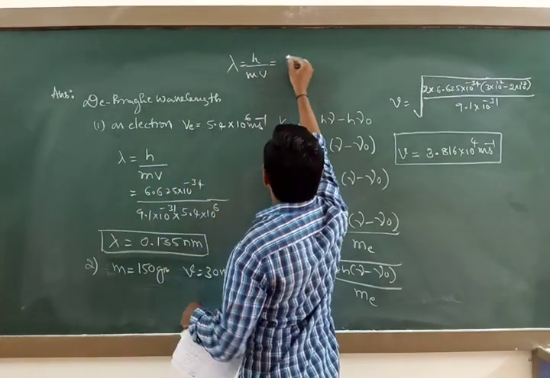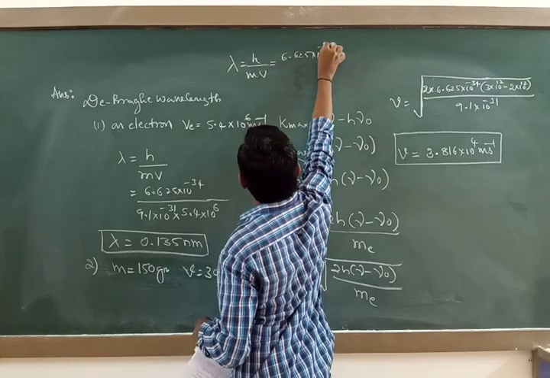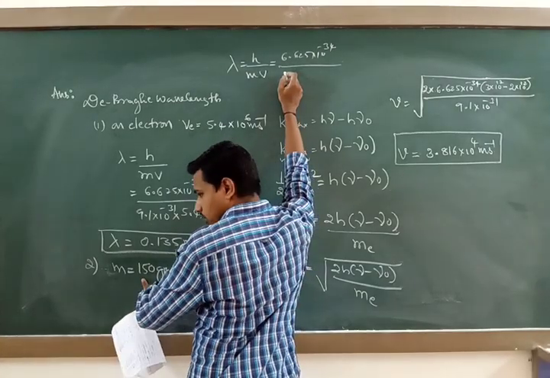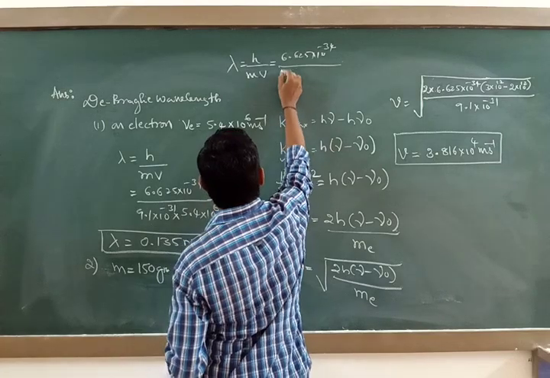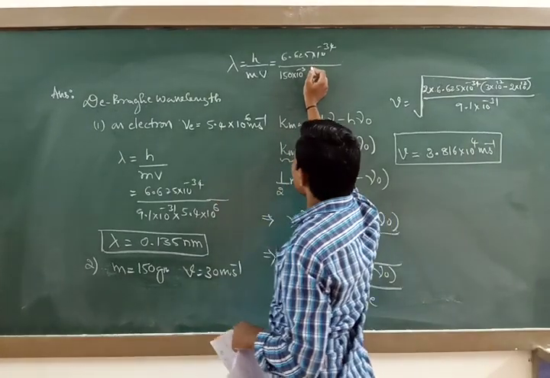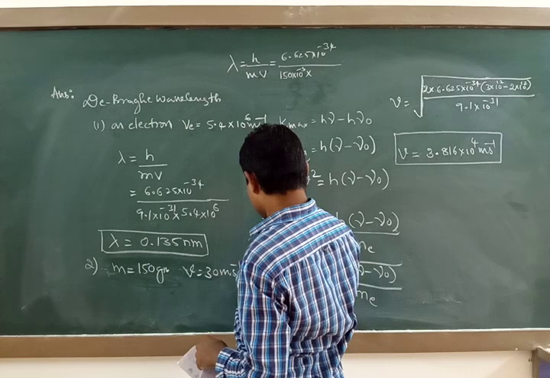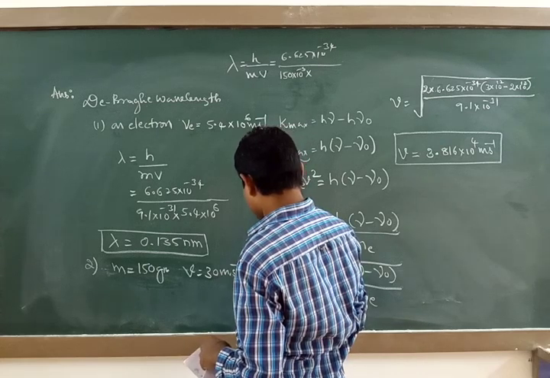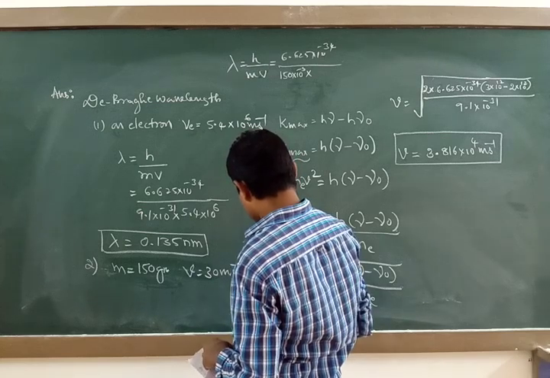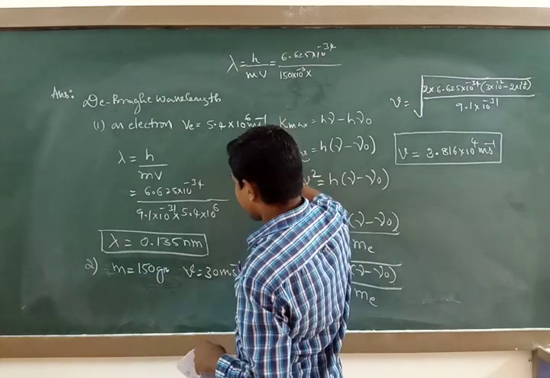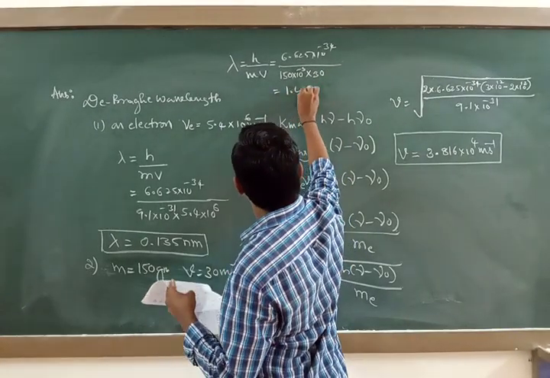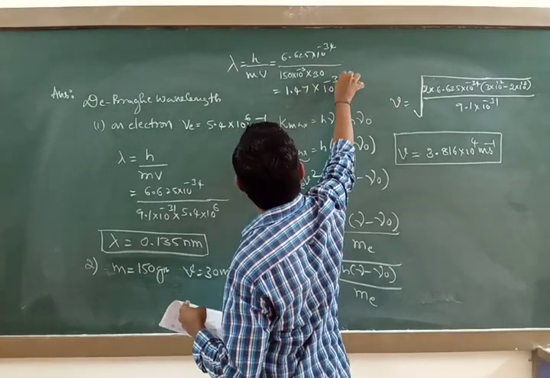So h is 6.625 into 10 raised to minus 34 upon the mass of the ball, 150 gram. Very important here: 150 gram is nothing but what? 150 into 10 raised to minus 3 kg. Yes or no? Into velocity, which is 30. So solve this, you will find 1.47 into 10 power minus 34 meter.